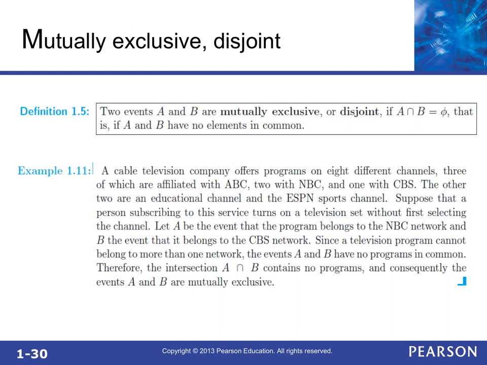We studied the intersection and we also studied the null event, and with that we can also consider a special relationship, which is mutually exclusive or disjoint. So if we have two events, and when the intersection of A and B equals a null event, it means that A and B have no elements in common. So in this case, we can say that two events A and B are mutually exclusive or disjoint. So there are no common elements in these two events.